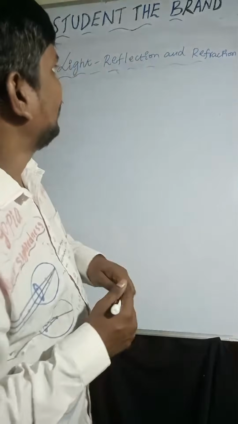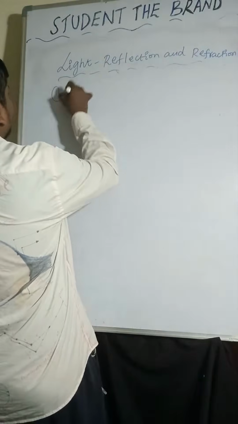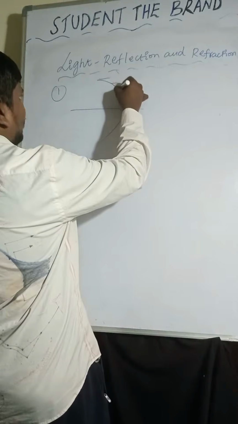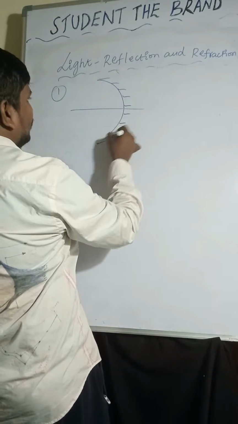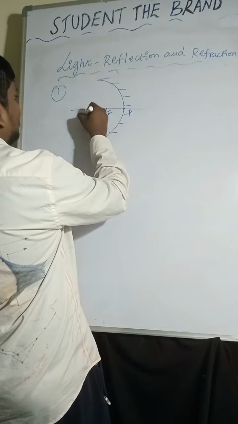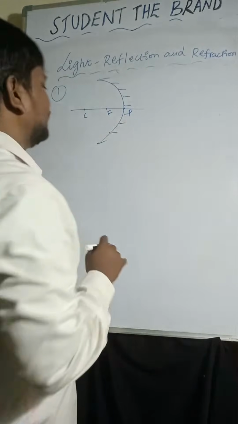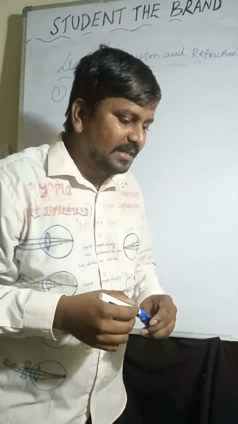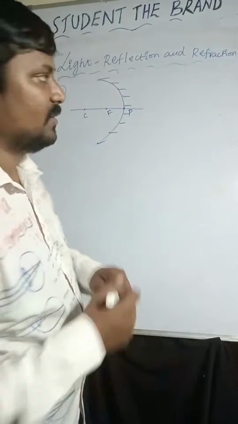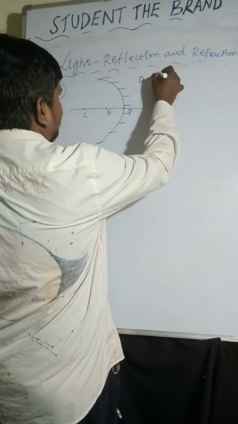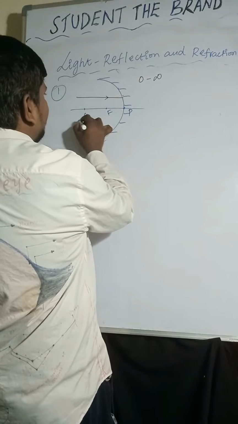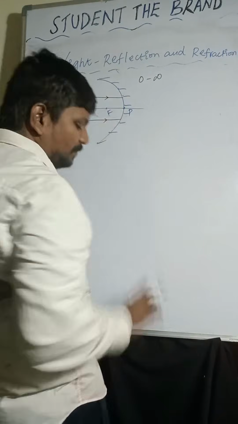So let's start. First point: I'm taking the concave mirror. This is a concave mirror. Pole, focus and center of curvature. The object is placed at infinity. So first point, the object is placed at infinity. Light rays are coming from infinity. After reflection, those light rays are meeting at one point.